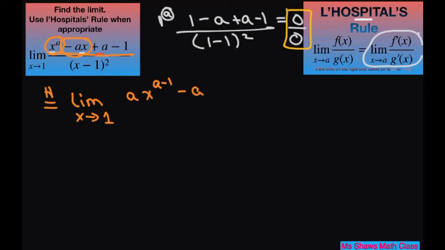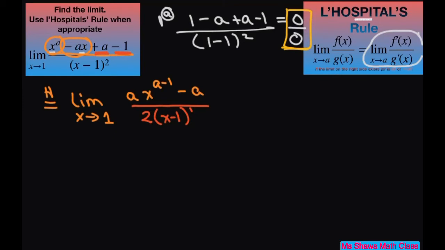And these two are both constants. So they're both going to be 0. So it's just going to be plus 0 minus 0. For the denominator, we're just going to get 2 times x minus 1, and then to the first power. All right. When you plug in 1 again, you're still going to get the indeterminate form 0, 0.